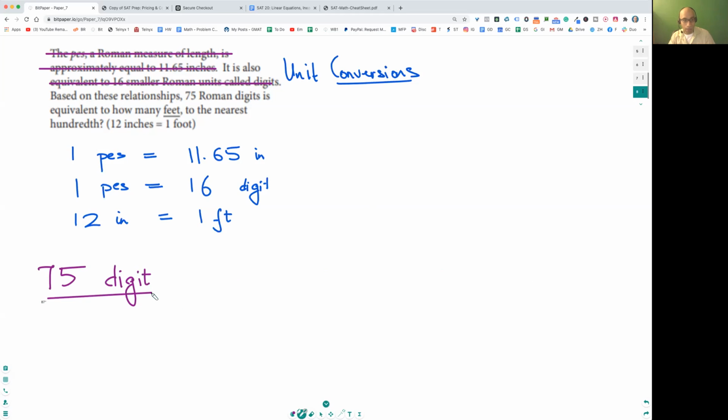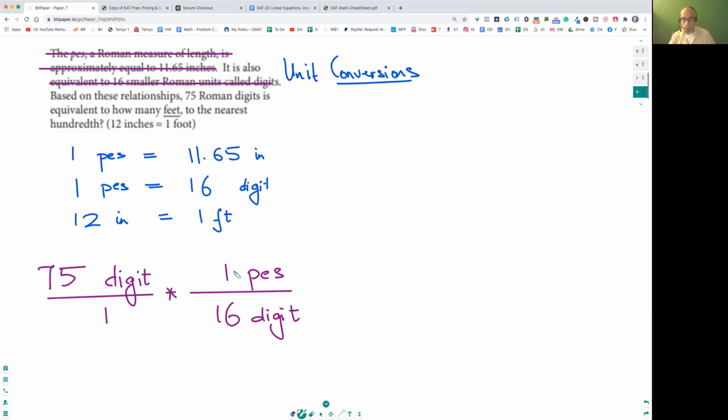Here's how you do it. You put a line below this, then you put a multiplication sign. Because you've got a digit here, you're just going to put a digit over here. You start with 75 digits because they're asking what 75 digits is, put a 1 under it, and then multiply. Now go look where there's a digit. This is the only place where a digit is written down, so all you're going to do is write down this equation: 16 digits in the denominator and 1 PES in the numerator, because 1 PES is 16 digits.